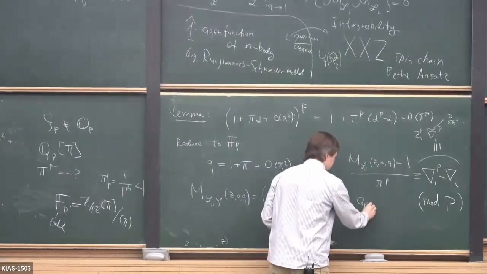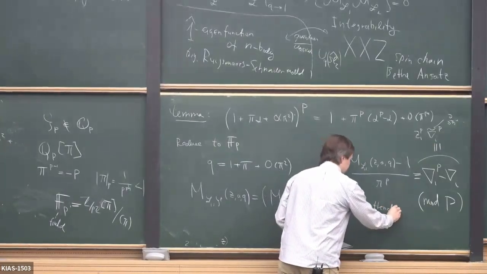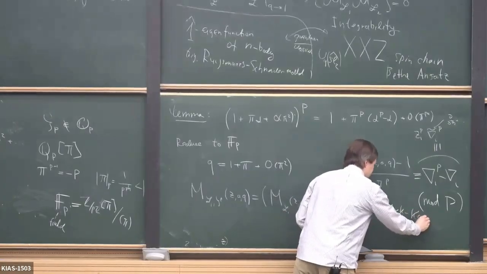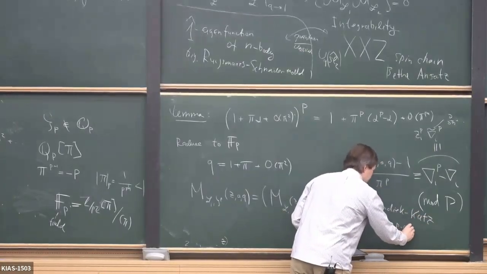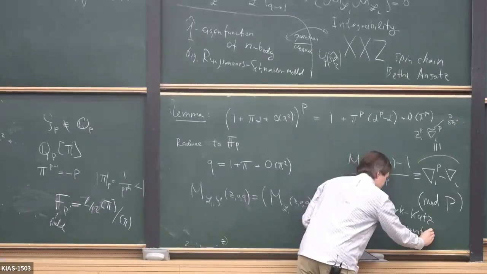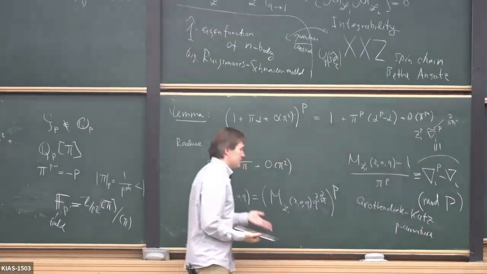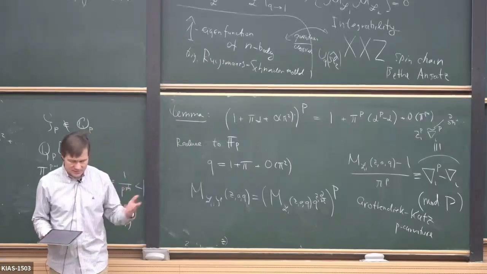So this is the Grothendieck-Katz curvature. It's an important object in analytic number theory. So, for example, like in differential equations.